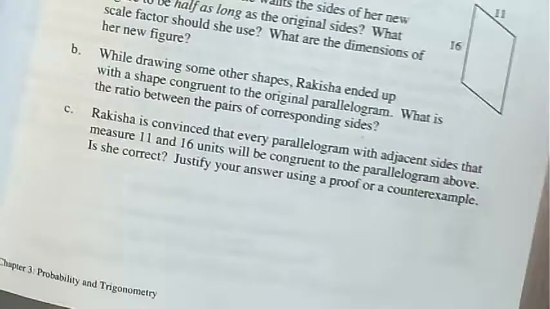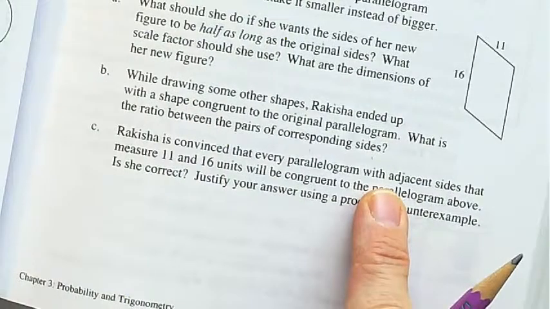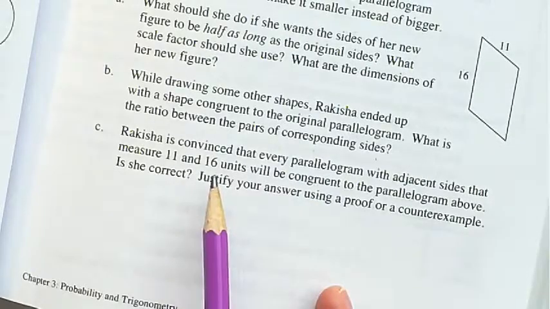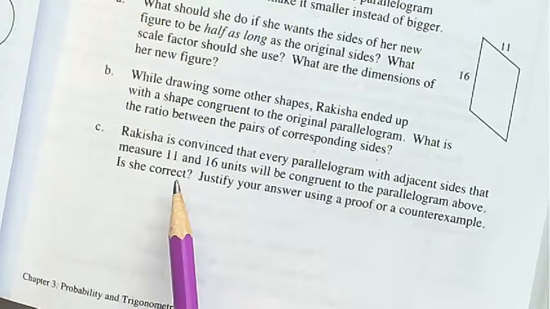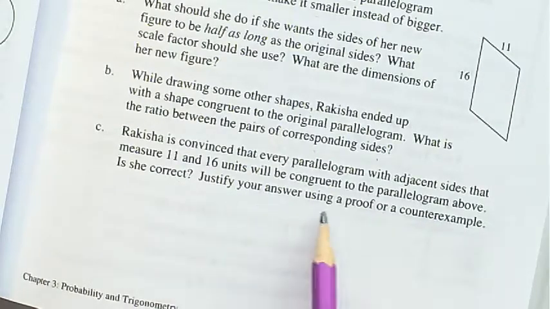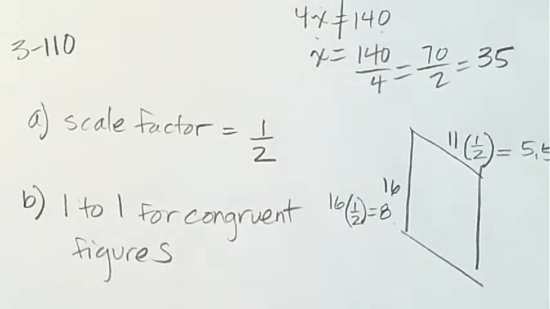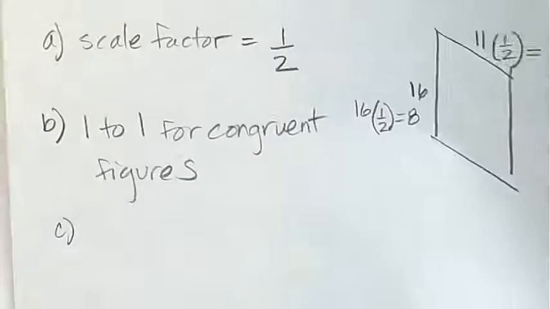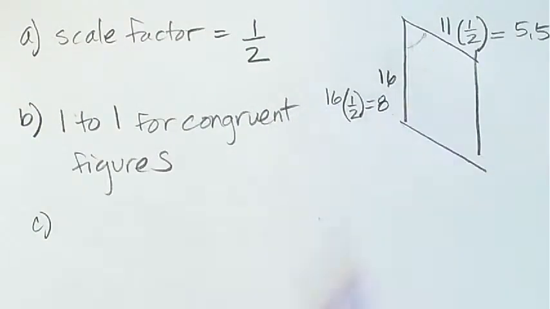Okay, part C. Rakisha is convinced that every parallelogram with adjacent sides, adjacent just means next to, that measure 11 and 16 units will be congruent to the parallelogram above. Is she correct? Justify your answer using a proof or a counterexample. Well, just because you have sides that are 11 and 16, that doesn't mean it's going to look exactly like this. The angle here may be different.